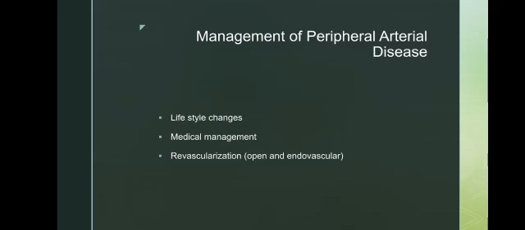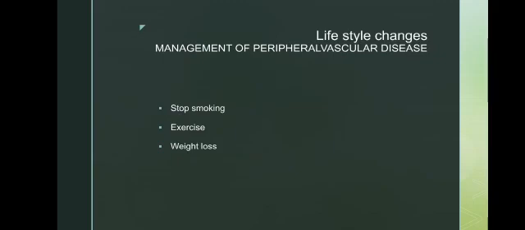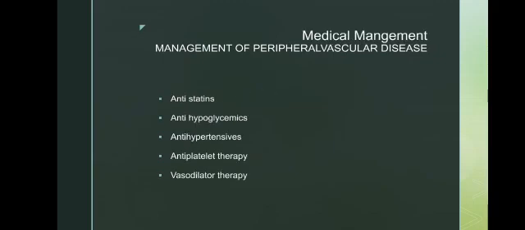So, in any peripheral vascular disease, these are the three things to be done: lifestyle changes, medical management, revascularization. Medical management also includes antiplatelet therapy, which prevents any thrombosis or embolism. As I mentioned, lifestyle changes are quitting smoking, exercise, and weight loss. Medical management includes antistatins, antihypoglycemics, antihypertensive, antiplatelet or anticoagulation, and vasodilators.